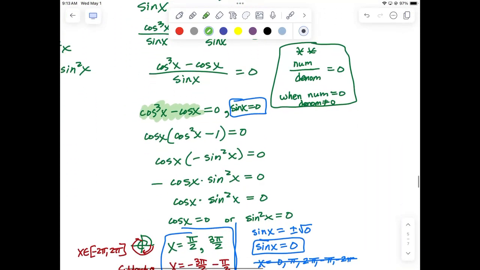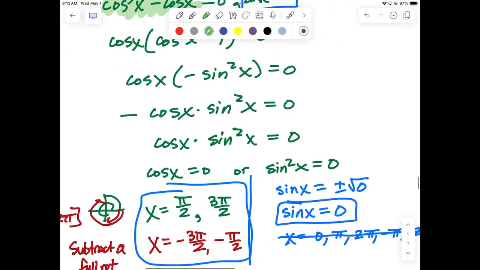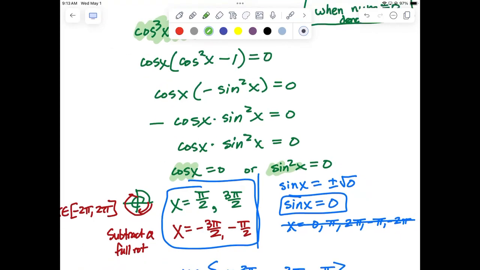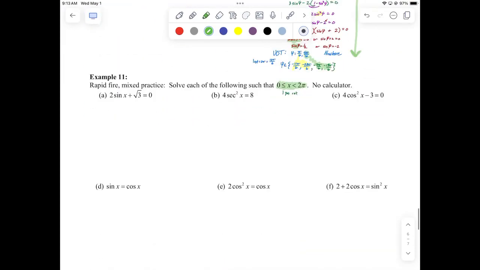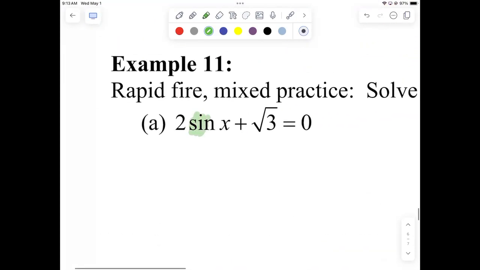But our goal is, once we get it down to individual factors, we're trying to solve for the individual trig functions. So if you only have one trig function in your entire problem, your goal is actually not to get it equal to 0. Your goal is to solve for that trig function. Okay, so let's go ahead and do that.